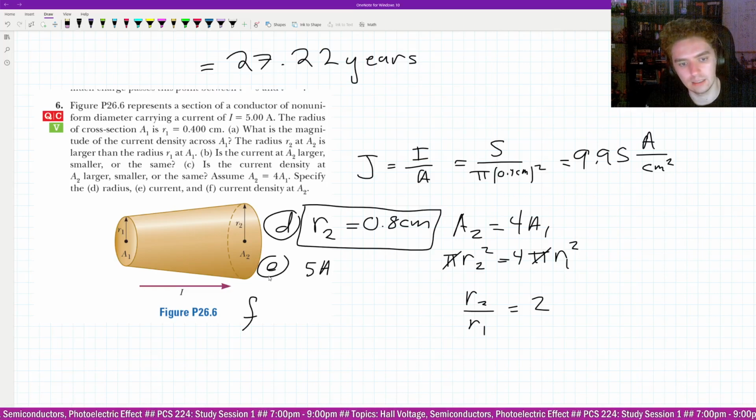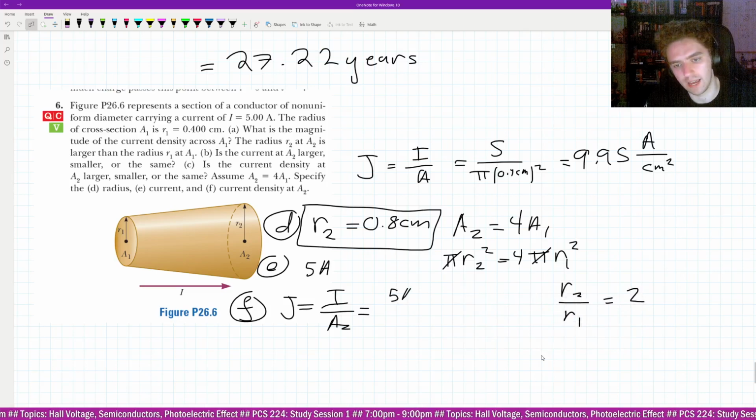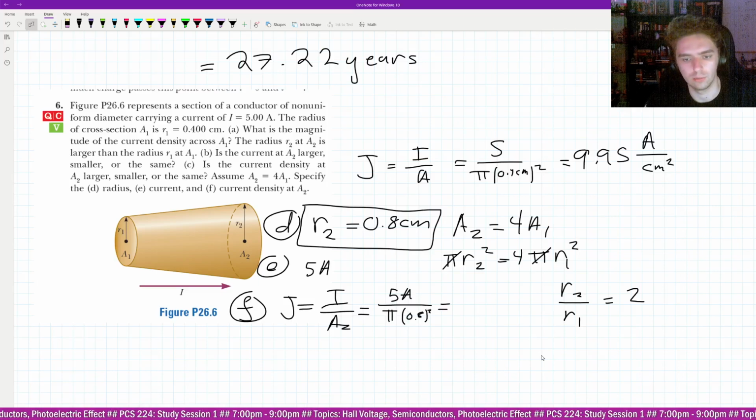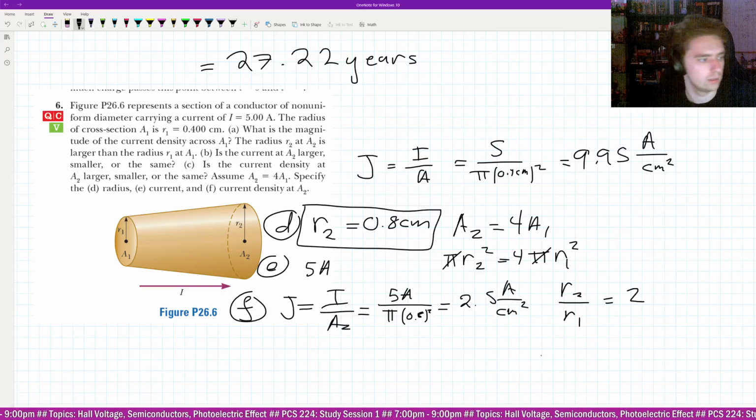So current density, part F, we're looking for J, right? Current density, which is the current per area 2, which is going to be I, which is going to be 5, same process. It's going to be 5 amps per pi 0.8 squared, pi r squared. So 8, I get my current density is 2.5 amps per centimeter squared. I'm off by 10 to the power. Oh no, never mind, because they do it in meters. Yeah, that makes sense.